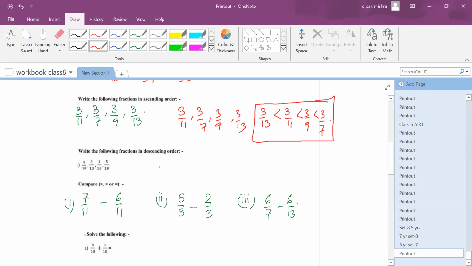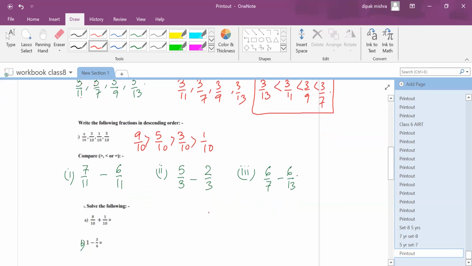Write the following fractions in descending order. Now, when I say write the fractions in descending order, I can say that when the denominator is same, then the fraction having the largest numerator is the largest fraction, and the fraction having the smallest numerator is the smallest fraction. So the fractions are 9 by 10, in descending order, then 5 by 10, then 3 by 10, then 1 by 10. So this is what we write in descending order.